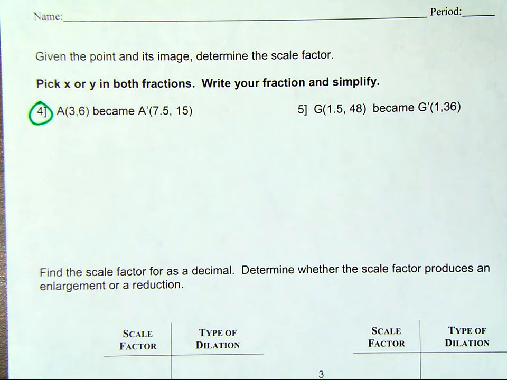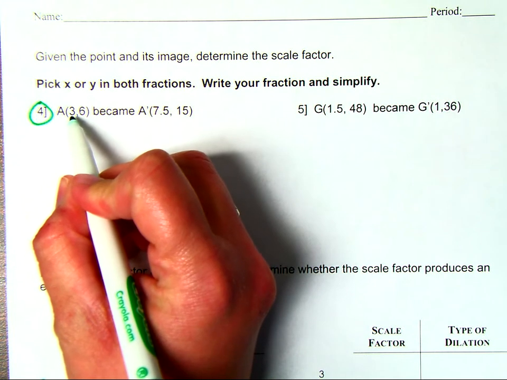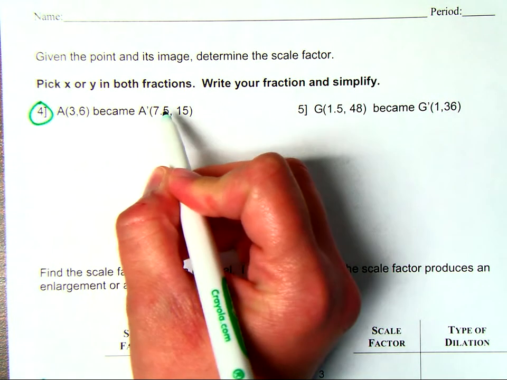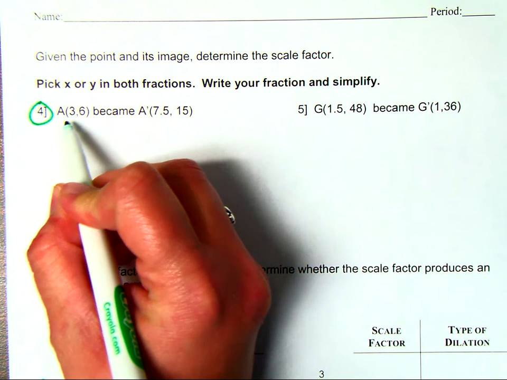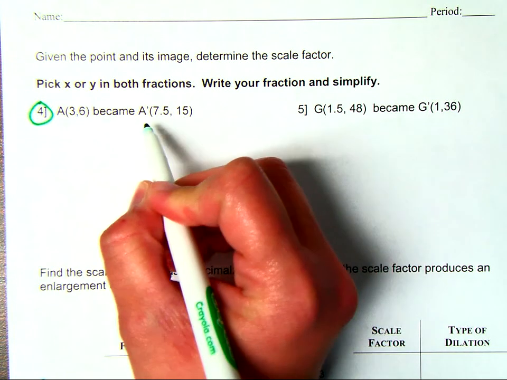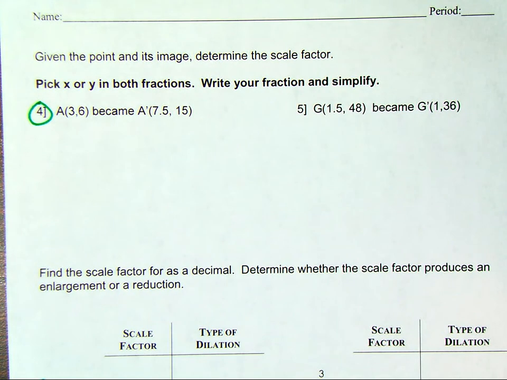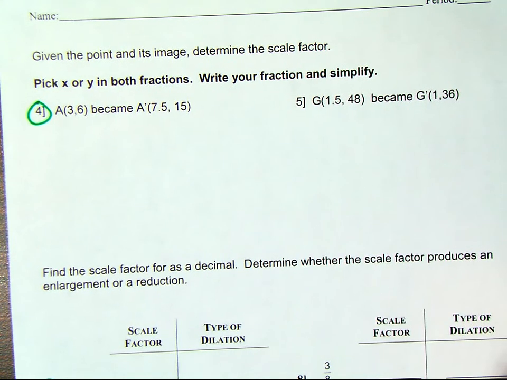It says, given the point and its image, determine the scale factor. Pick X or Y in both fractions. What that means is if I compare an X over here to this A prime, I'm not going to compare the X value of 3 to this Y value of 15. You have to pick both X's or both Y's, because you're talking about that specific point of how it was dilated. Okay, so let's look at this.